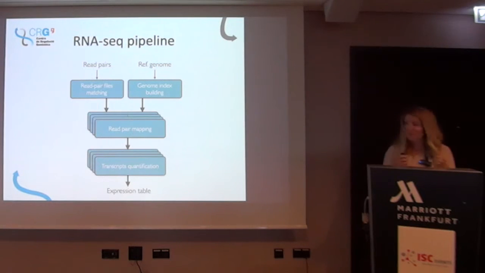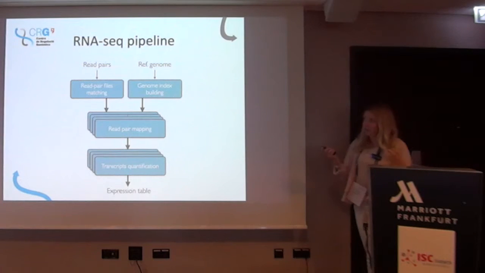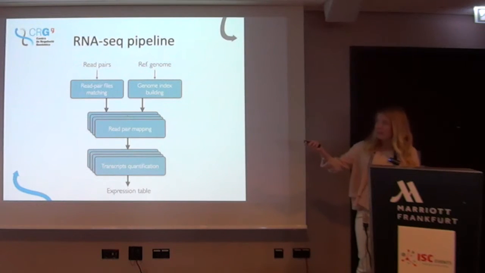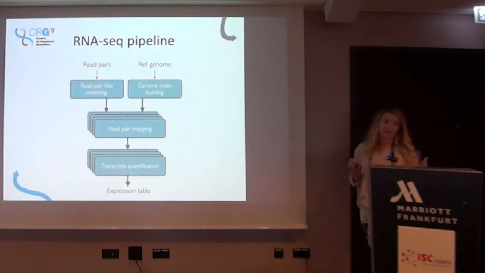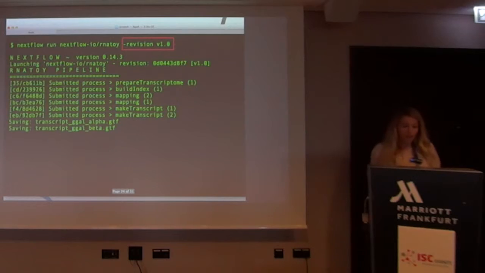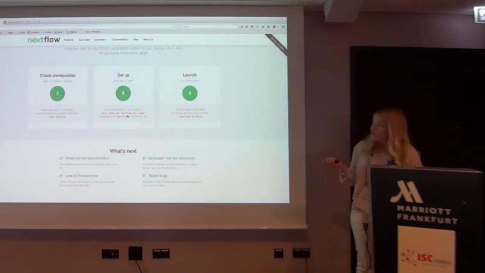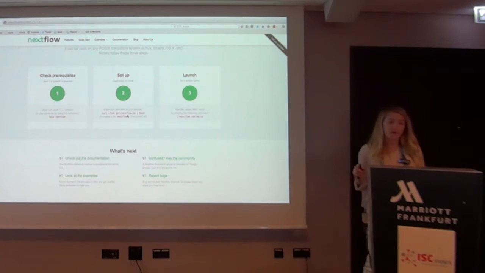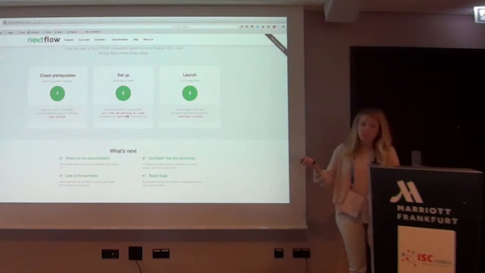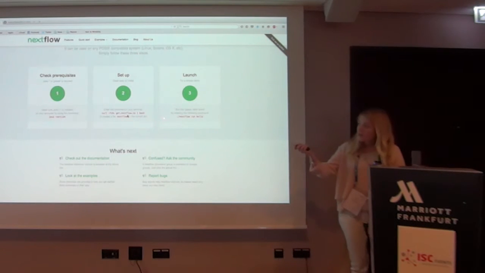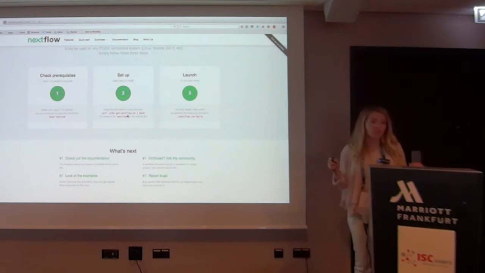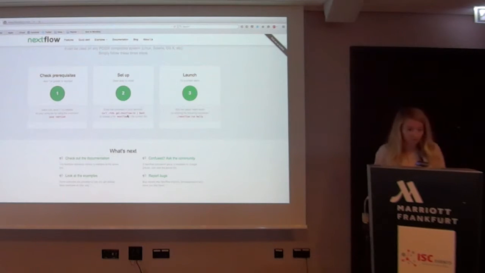And now, let's have an RNA-seq pipeline. So, a real one. Normally what we have here is read pairs, so basically small chunks of DNA. Then we have a reference genome, we try to map this, and then we try to do transcript quantification. This is the Nextflow website, and it's really easy to have Nextflow up and running. All you need is Java version 7 plus. Then you just copy paste this, and that's it. You give it 1 minute, and Nextflow is installed.